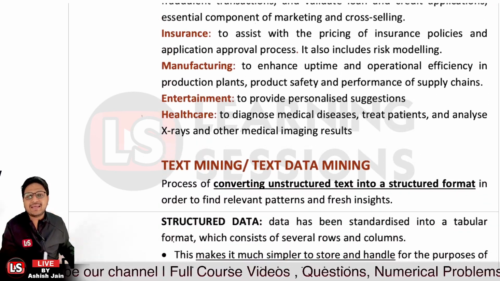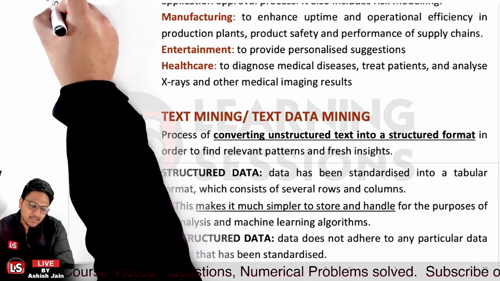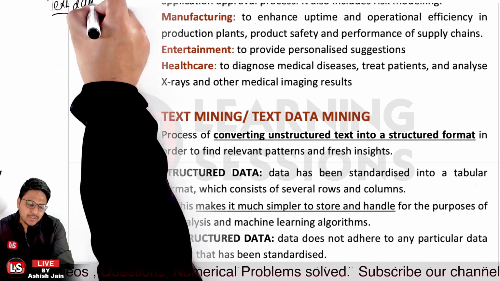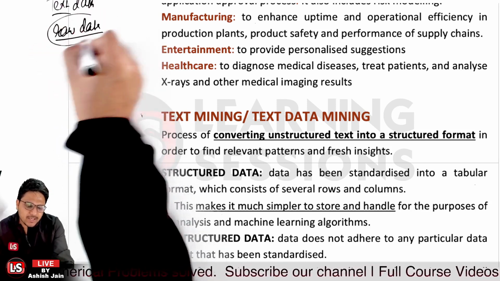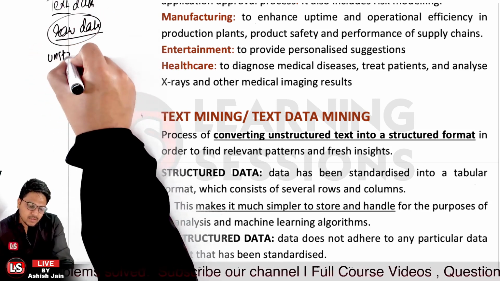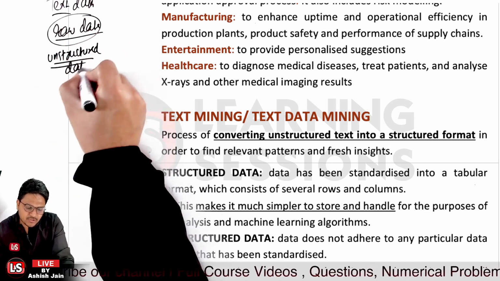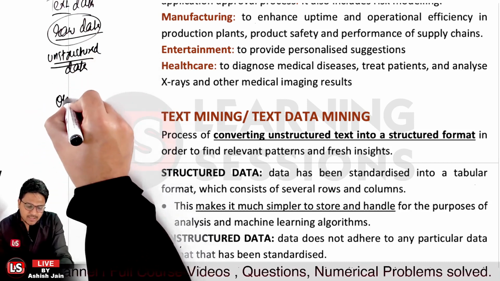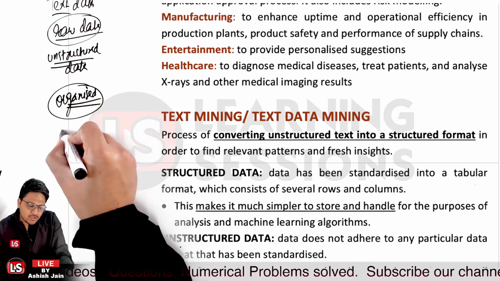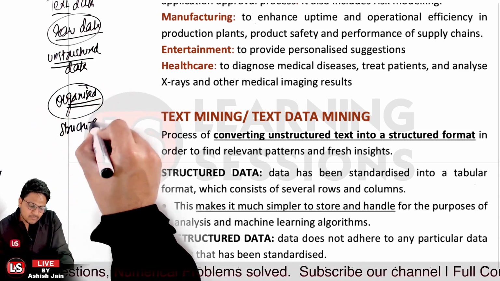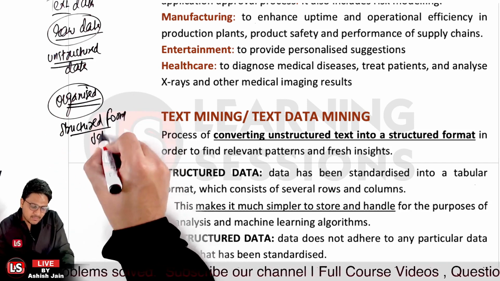Further, it's related to text mining and text data mining. Text mining is about having text data. The text data may be raw data, which is an unstructured form of data, not having any particular form. And when we talk about organized data, it means we are talking about a structured form of data. So that's the main essence.